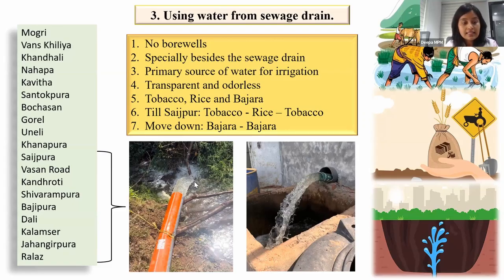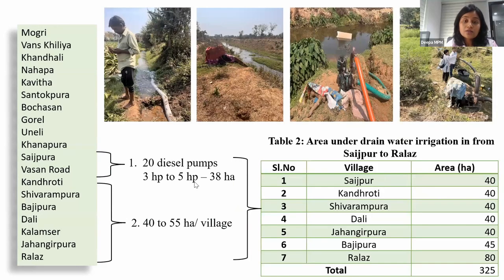And you can see in this village list, so Sagepur, tobacco, rice tobacco is the cropping pattern that they usually follow. And moving down, since there are issues of groundwater salinity and non-availability of water, they go for bajra followed by bajra cropping system. And these are some of the images from my field visit.